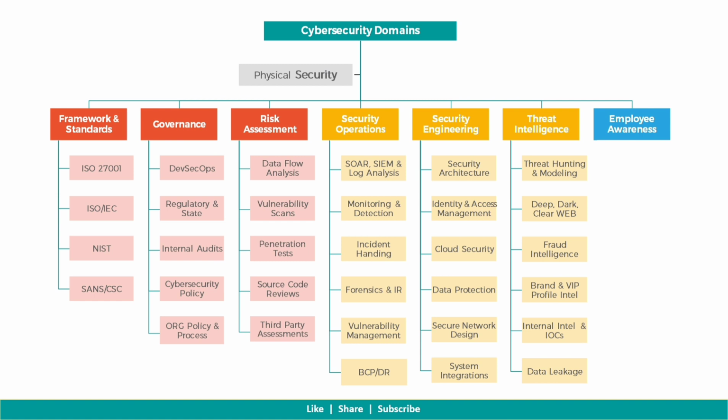Under threat modeling, we create a threat profile of the organization to ensure we manage the risk and cybersecurity posture of the organization in the best possible way. This domain also includes fraud intelligence, brand tracking and intelligence, VIP profiling and stakeholder management, tracking any sort of data leakage. It also helps identify internal and external IOCs, that is indicators of compromise.